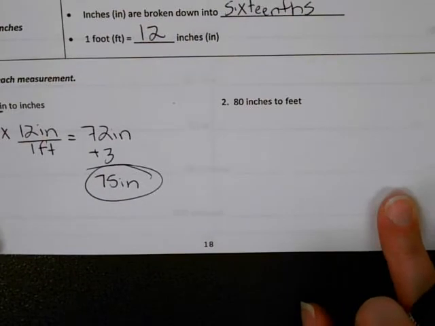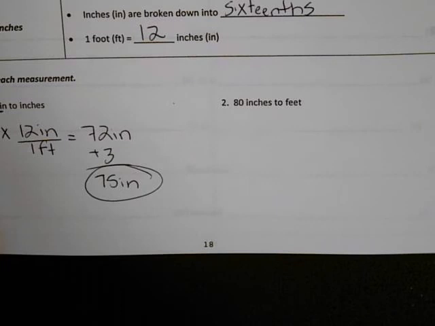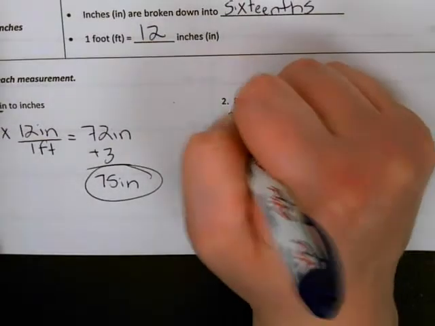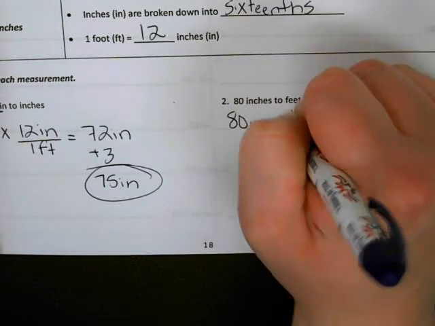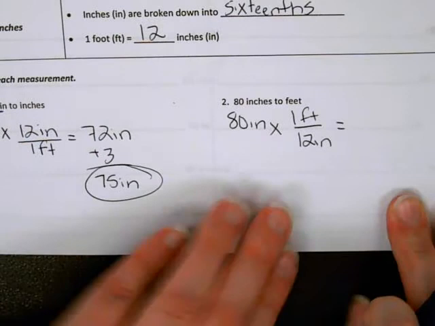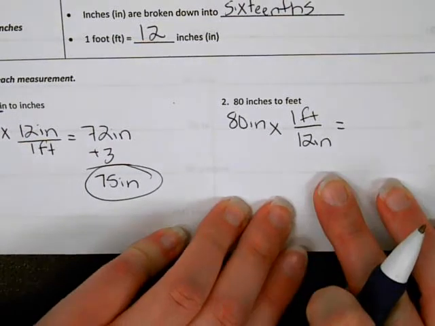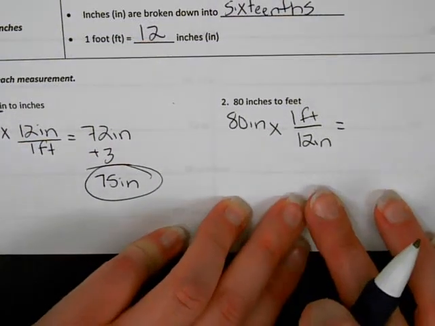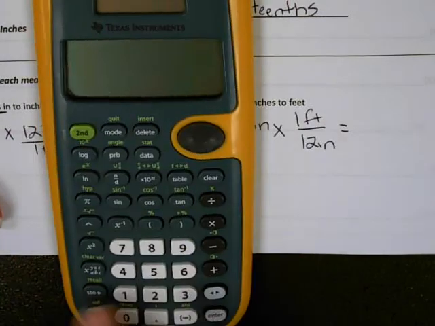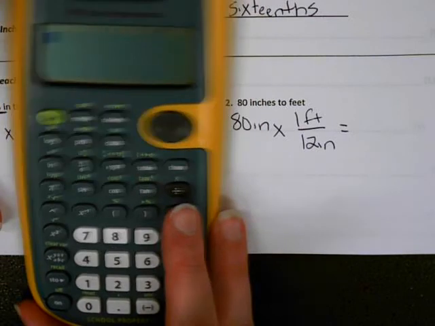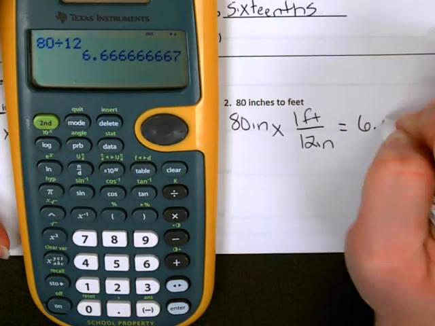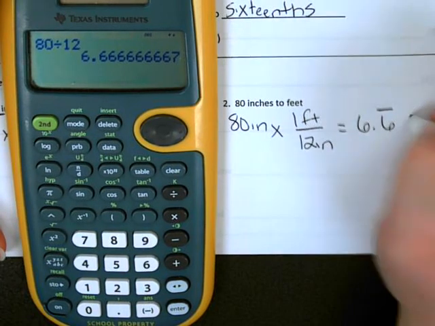Now we're starting with 80 inches. I need you guys to get your calculators ready because you are going to need them. We're going to take those 80 inches, multiply by 1 foot over 12 inches, which essentially means we're doing 80 divided by 12, excuse me. If you do that in your calculators, I want you all to grab your calculator and do this with me. We get 80 divided by 12, and it's 6.6 repeating feet.